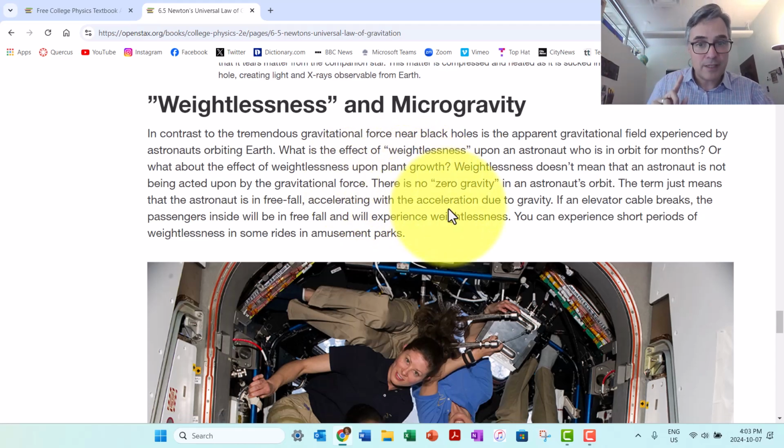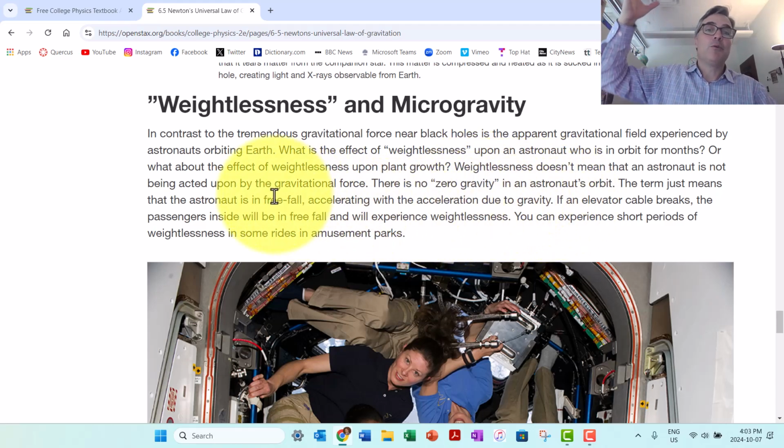So why do they feel weightless? It is because they are in free fall. If you were accelerating downwards in an elevator at 9.8 meters per second squared, you would feel weightless too. You'd be floating around the elevator until it crashed to the bottom of the pit.